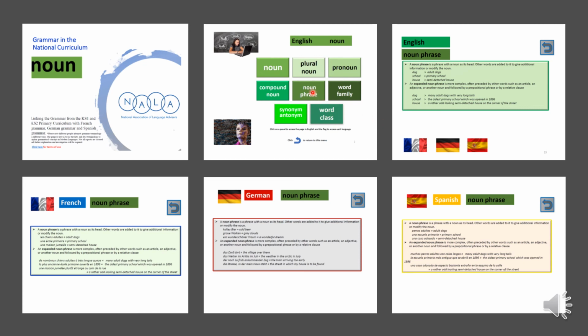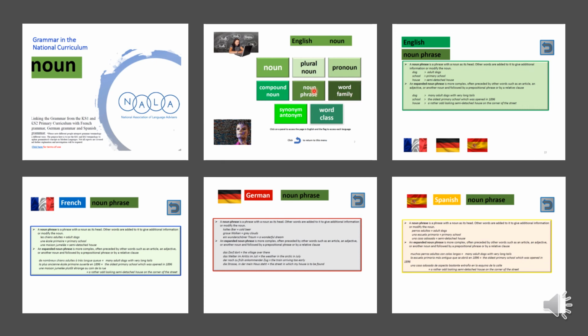So if I click on noun phrase, that will take me to the English slide, which gives me the details of what's on a noun phrase. If I click on the return arrow, it will take me back to the dashboard. I can then choose another word to look at, so word class, and that will take me to the page that tells me about that.